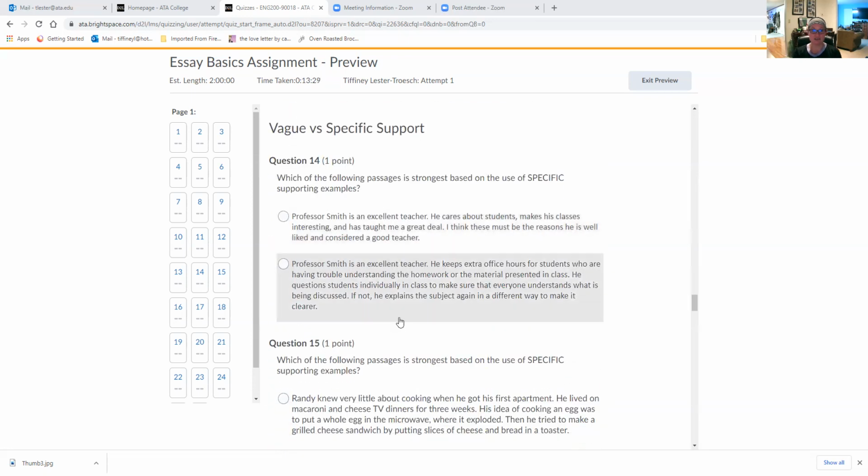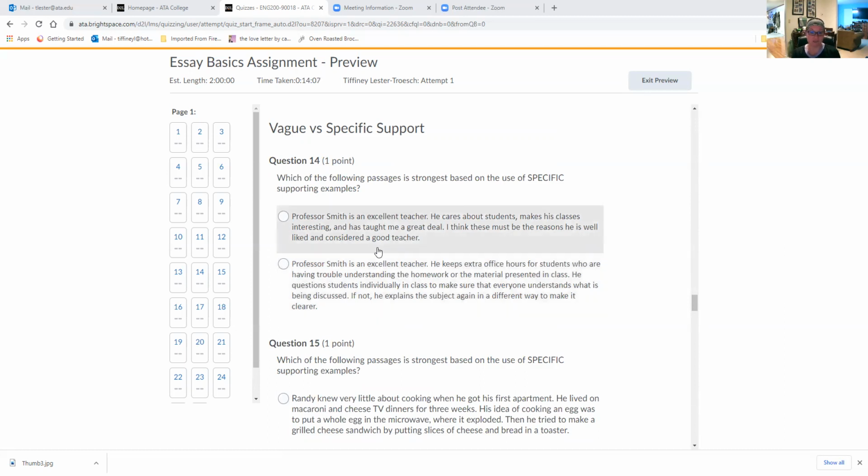All right, the next section is on vague versus specific support. You're going to have 3 questions like this. Basically, you are given 2 passages on the same topic. And one of the passages, the supporting examples are very vague. They don't give a lot of information at all. The other passage gives us very specific examples. Your job is to figure out which one is giving us the specific examples.